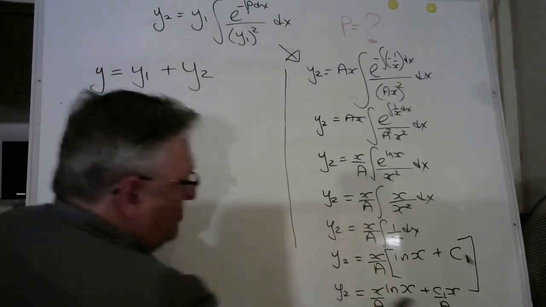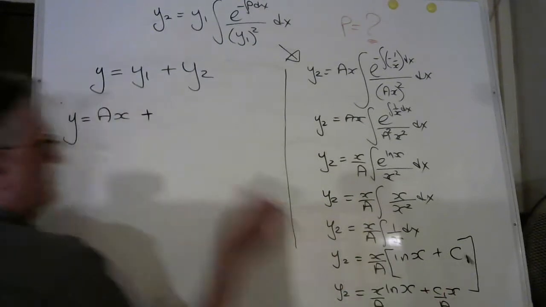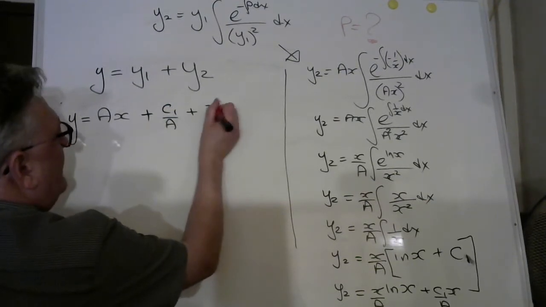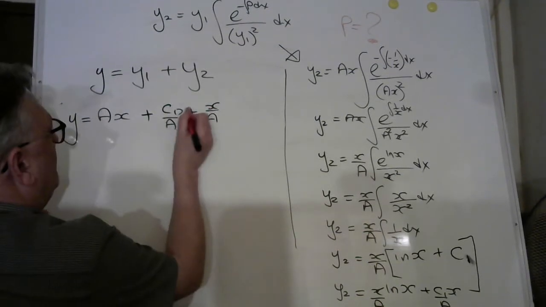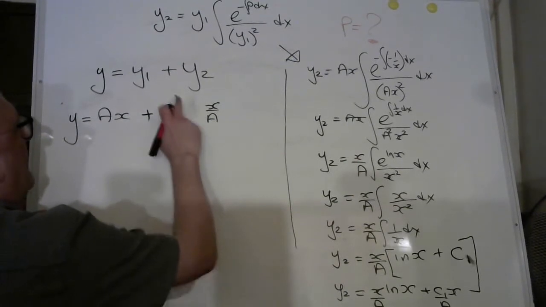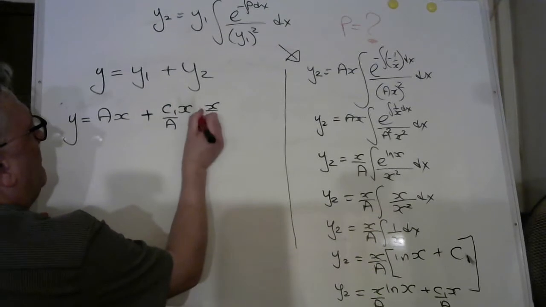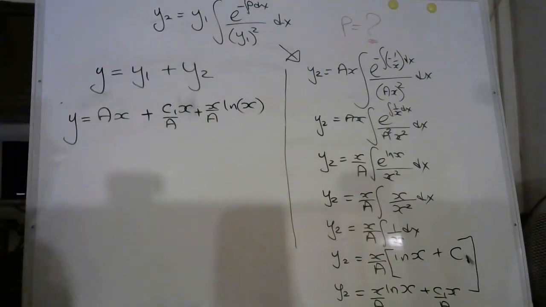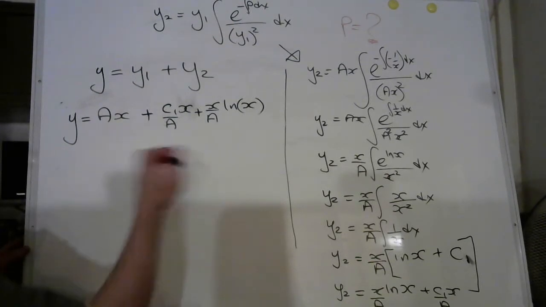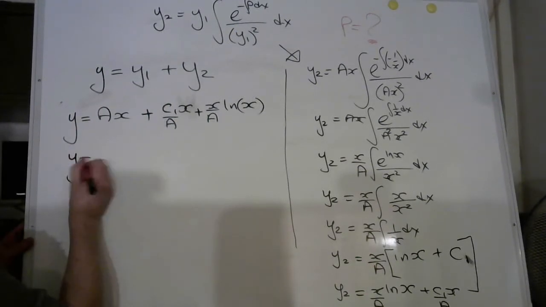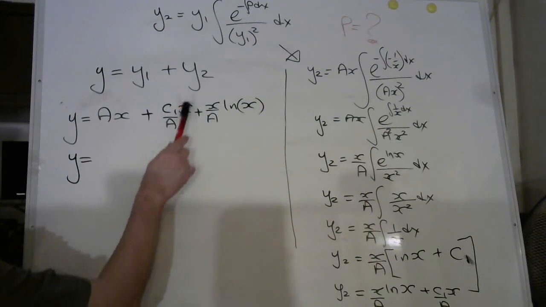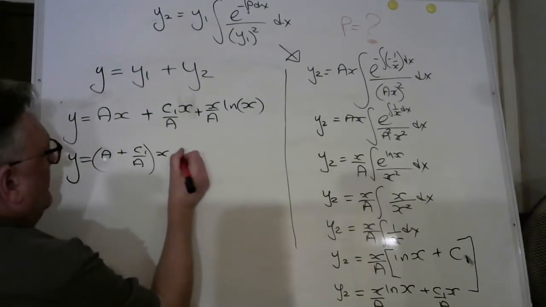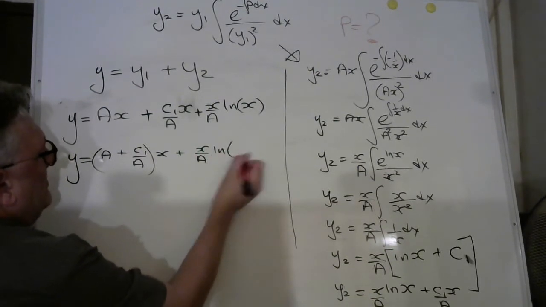We know what y2 is because we just worked it out here. I'm going to write this bit first. So we've got c1 over a x plus x over a log x. Oh, just a moment, I've missed out an x. You have to watch me because I do make mistakes being dyslexic. Plus x over a log x. We'll put that in brackets. So, okay, we have to just simplify this a little bit. So we've got y equals, well, a times x plus c1 over a times x is just, if you factorise it, a plus c1 over a, times x, plus x over a log x, right?